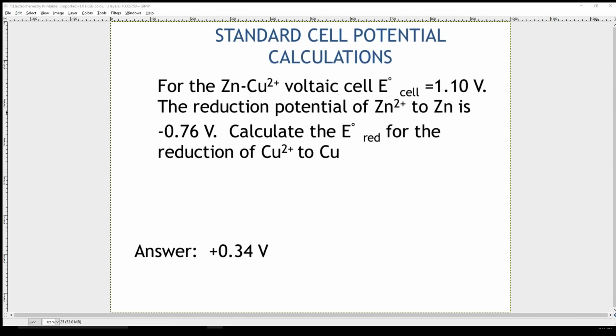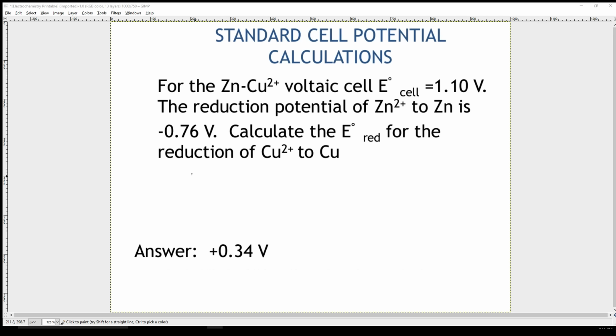Okay, let's try another one. For the zinc copper voltaic cell, the standard cell potential is 1.10 volts. If the reduction potential of zinc 2 plus to zinc is negative 0.76 volts, calculate the standard cell potential of reduction for the reduction of copper 2 plus to copper. Oh, all right. So they gave us the reduction potential of zinc, and they're asking us to figure out the reduction potential for the reduction of copper.